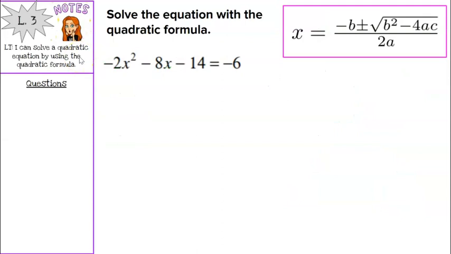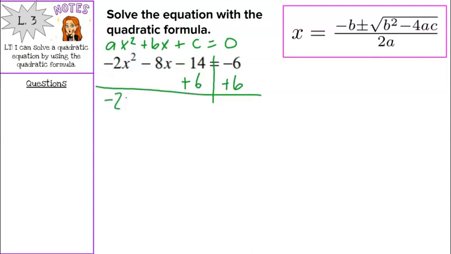Second example, solve the equation with the quadratic formula. So again, we're still going to use the quadratic formula. So first we check, is it in the right form? ax squared plus bx plus c equals 0. In this case, no, it is not, because it's not set equal to 0. So the first thing we need to do is change that -6 to a 0 by doing the opposite. Plus 6 on the right, plus 6 on the left.